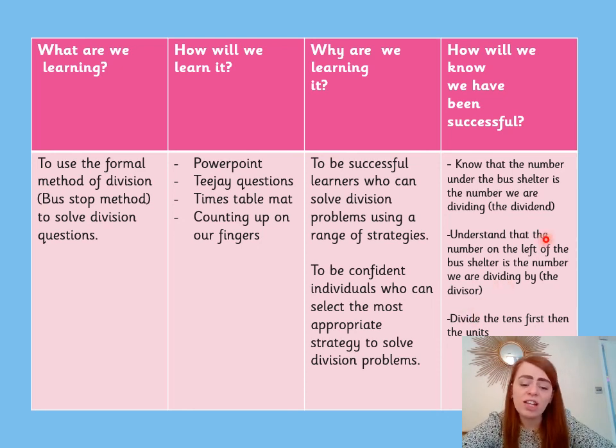Remember our success criteria. Know that the number under the bus shelter is the number that we are dividing, which is known as the dividend. We need to understand that the number on the left of the bus shelter is the number that we are dividing by, which is the divisor. And we need to remember to divide the tens first and then the units.